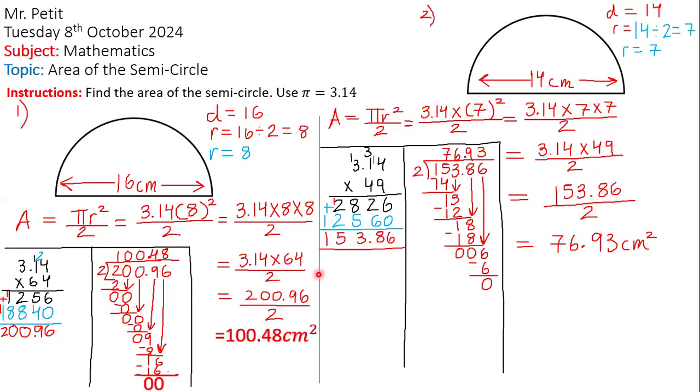Okay, good. Next. That's for the working. That's how I get what I multiplied and what I divide. The answer is 153.86. All right. I need you to take a picture of your work and send it to me via WhatsApp.